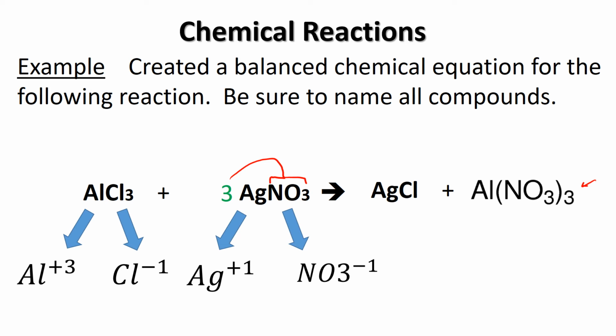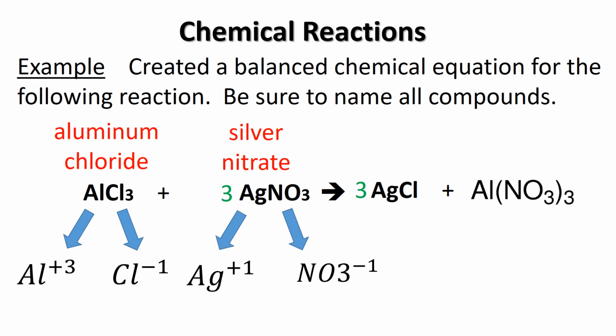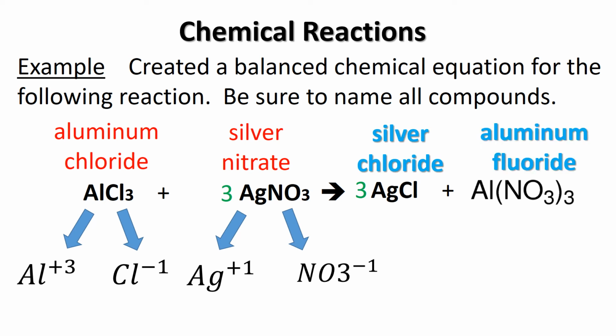That also now gives me 3 silvers. So on the right-hand side, I'm also going to need a 3 there. So that balances my silvers. And I've got 3 chlorines, and I've got 3 chlorines. So that one is all balanced. I guess the last thing we need to do is just name. So we've got aluminum chloride, we've got silver nitrate, and we have silver chloride and aluminum fluoride.